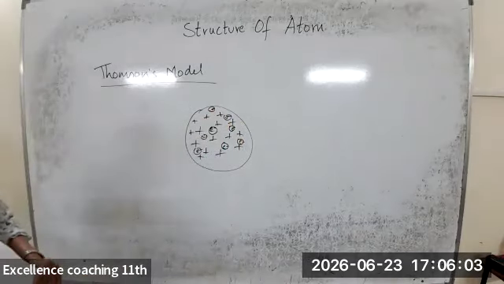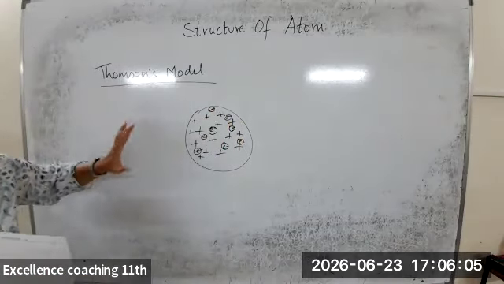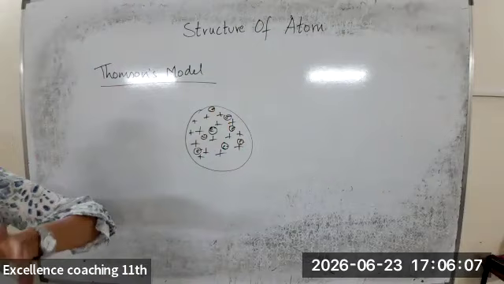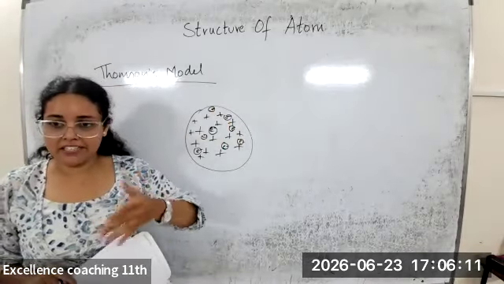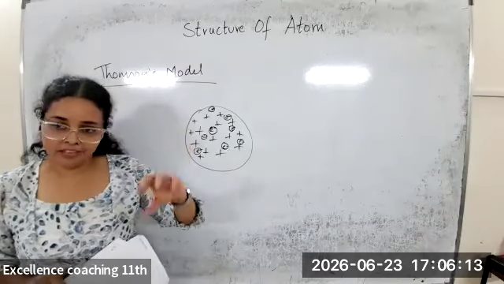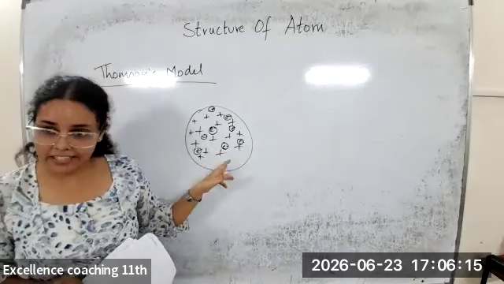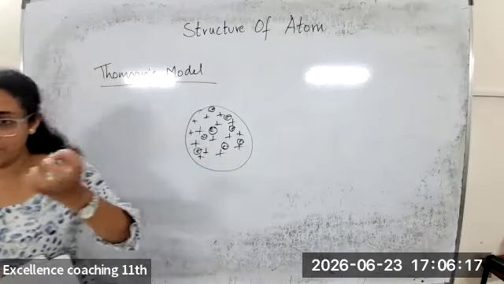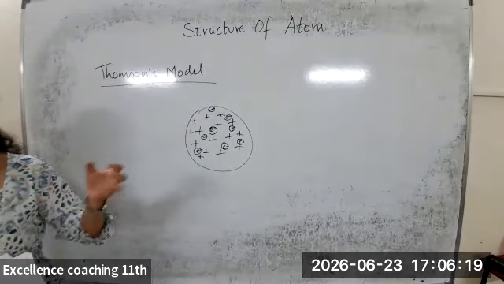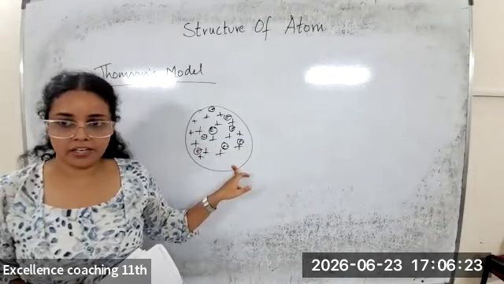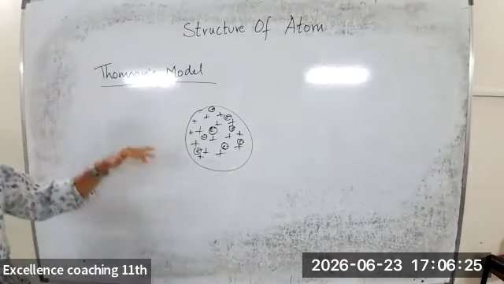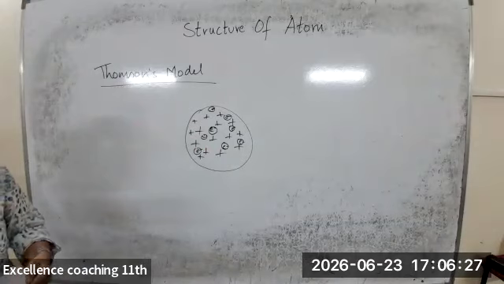Because of this, he gave the name watermelon. Why? Suppose we cut the watermelon. The watermelon has seeds. So the seeds resemble the electrons, and that fleshy red part of the watermelon resembles the positive charge. So basically, Thomson came to this conclusion.